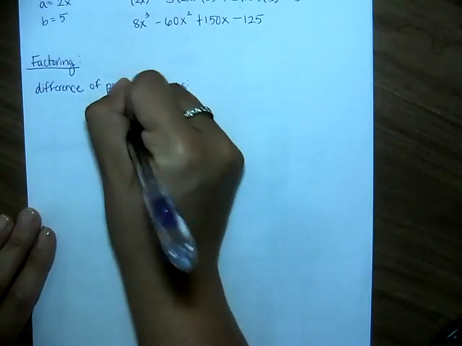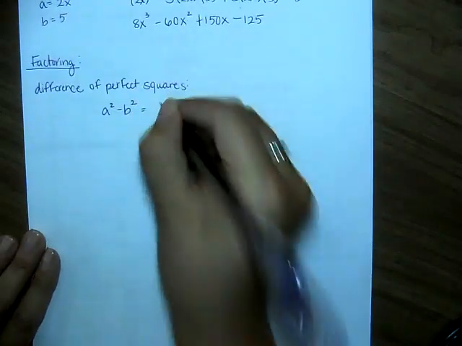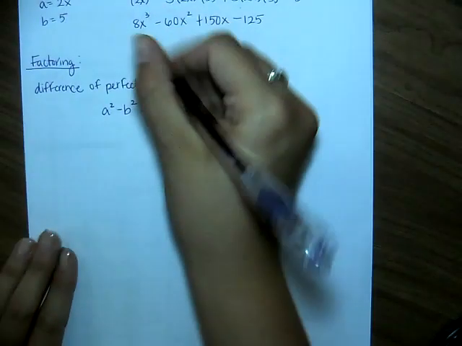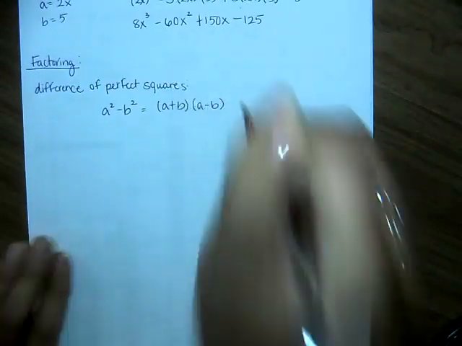So you have a squared minus b squared. Okay. So when you go to factor it, because we have 2 terms, they're perfect squares, and they're being subtracted, this is going to go right into the pattern of a plus b times a minus b.